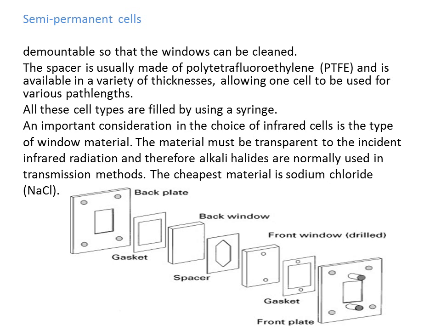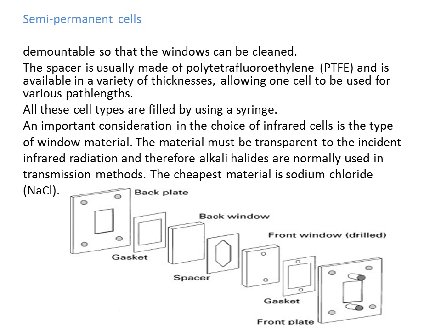If your analyte is non-volatile, in that case you can go with a semi-permanent cell. What you have is two stainless steel plates, one back plate and one front plate. Then you have gaskets so that they can hold your windows well. The windows are made up of IR transmitting material. So you have your back window and front window.